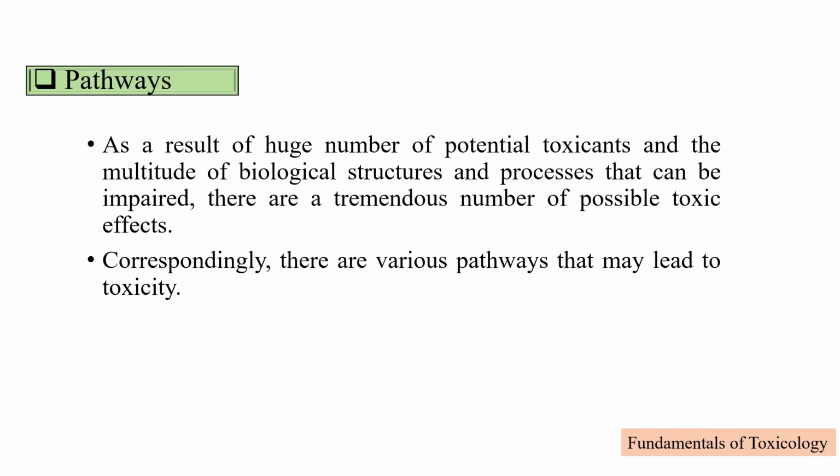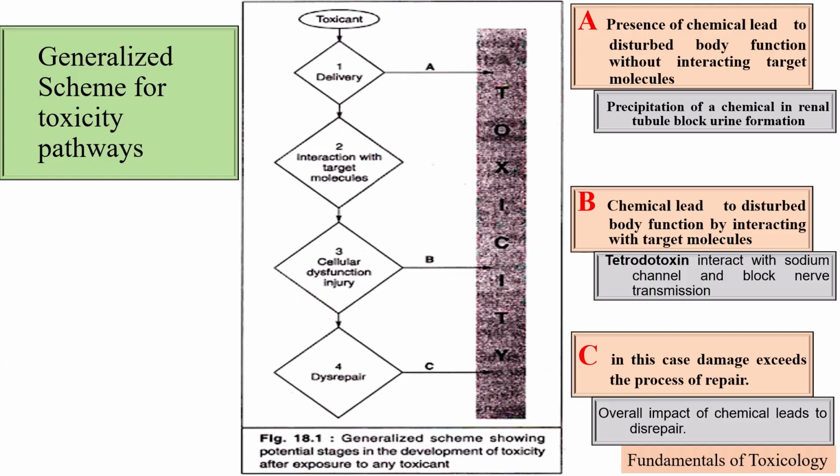An example of a more complex route, Path B, is the toxicity caused by tetrodotoxin, a fish poison. After ingestion, this poison reaches the Na+ channels of motor neurons, blocks them and inhibits the activity of motor neurons, and ultimately causes skeletal muscle paralysis. No repair mechanisms can prevent the onset of such toxicity.